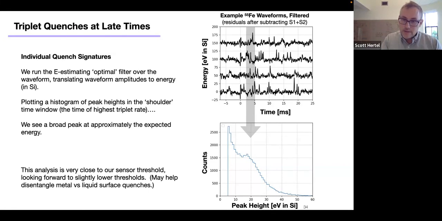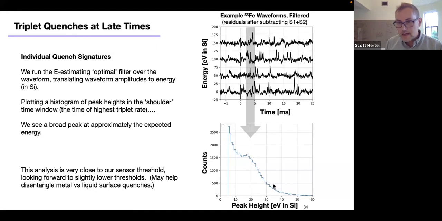So you can see this bottom trace repeatedly has some peaks that are around this 20 eV energy scale, and that's consistent for all of them. If we make a histogram of peak amplitudes, you can see there's this bump a little below 20 eV, right where we expect it.